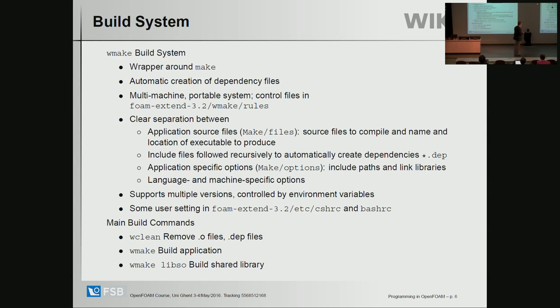Okay, the WMake system, there are several things that you need to know. The commands are WClean, meaning clean everything that remains from a previous build, WMake for building an application, and WMake libso for building an SO or a shared object library. Okay? If you keep developing the same thing over and over again, there is no need for you to type WClean all the time, because the system will figure out what you're doing and it will recompile only the files that it needs to. Okay?